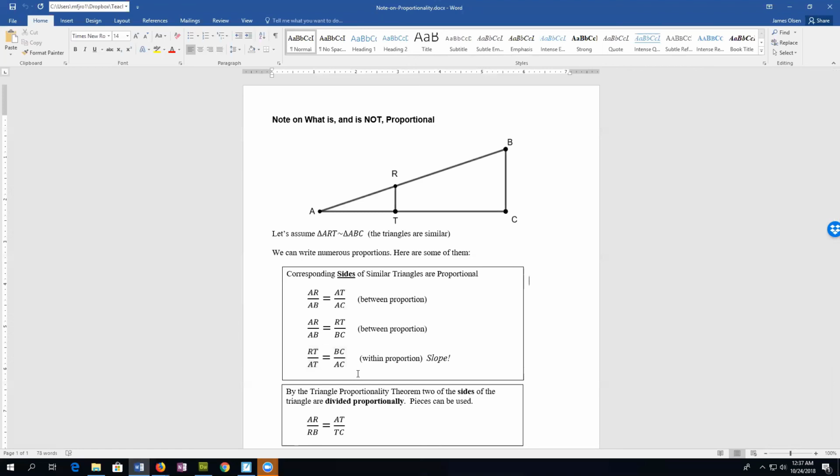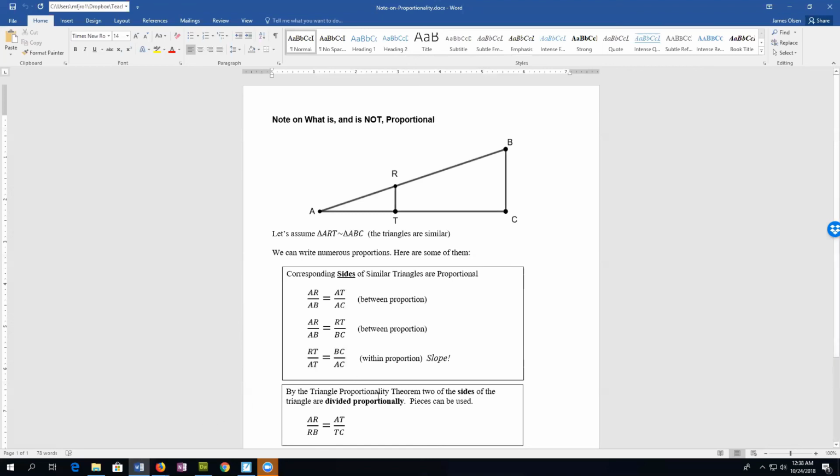because slope is so important in linear functions. Now, if we move to our next box, we're not going to be setting up a proportion using sides of triangles, but we're going to be setting up a proportion using the Triangle Proportionality Theorem. AR over RB equals AT over TC. Notice that TC is not the side of a triangle. Now, AT could be thought of as a side of a triangle, but in this case, it's a portion of a triangle that was divided by the parallel line.